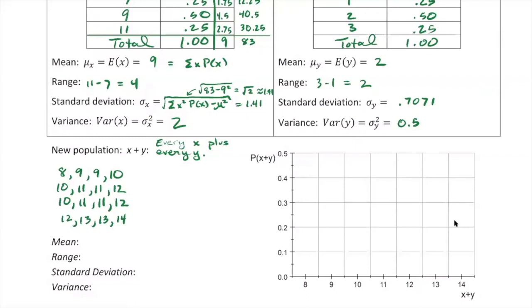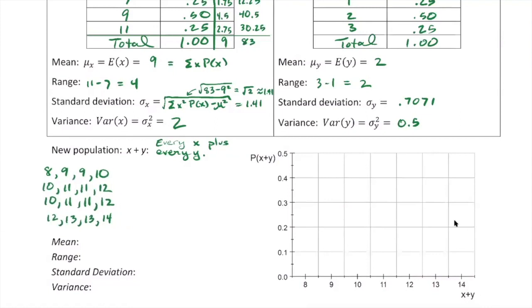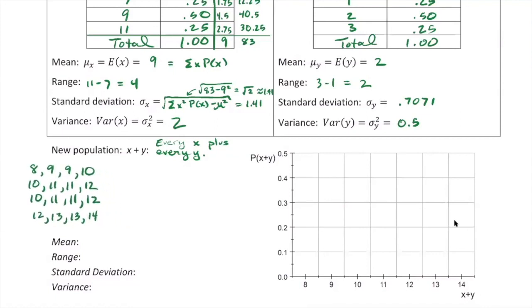Okay, so that's kind of strange. We have to know what happens when you add two variables together, because there's lots of times in statistics where we add variables together, like when you average values, you add a bunch of values together to average them. And we need to know what that does to the averages.